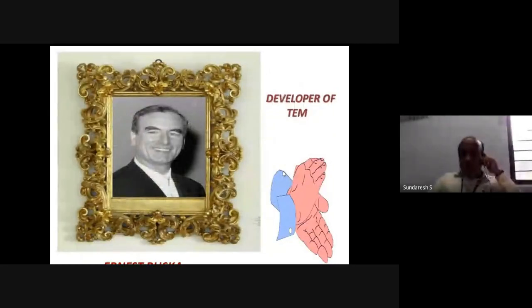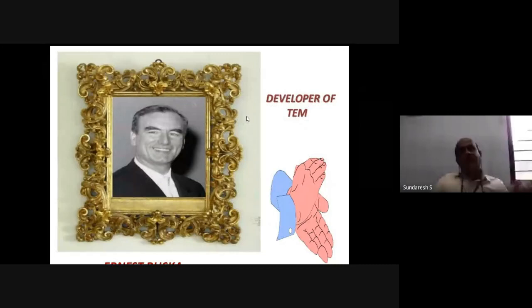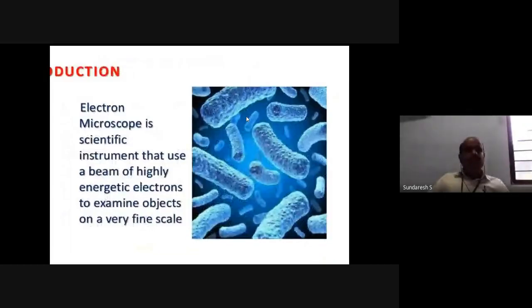So the person you are seeing on the slide is known by the name Ernst Ruska. He is the one who got the Nobel Prize for developing the transmission electron microscope. He is the person primarily responsible for the development of transmission electron microscopy, which we generally call in short a TEM. So let us move on to the introduction part.